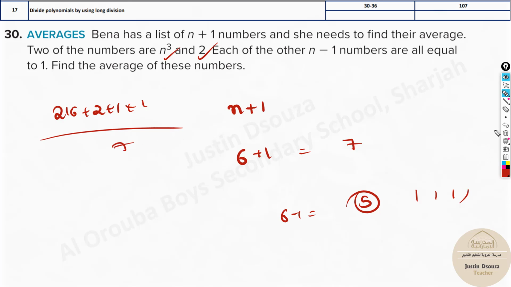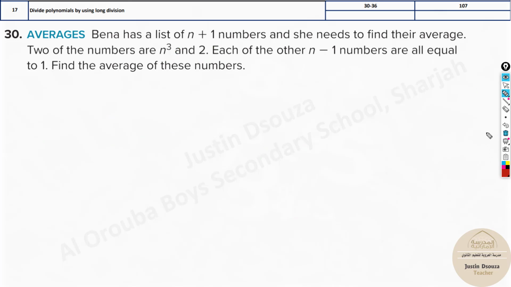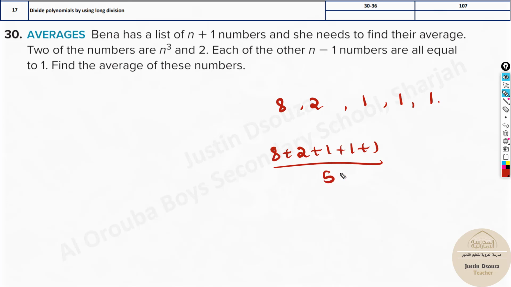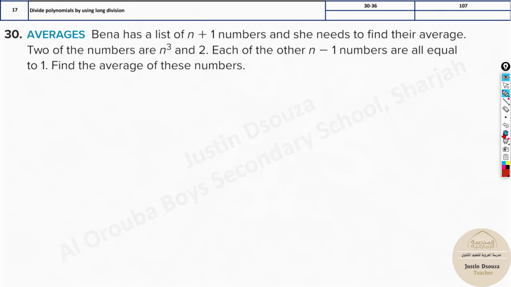All the total numbers. Instead of this example, I will just give you another easy example. Imagine I have the numbers 8, 2, 1, 1, 1, just for understanding's sake. I need to find the average of these. What do I do? I will add these numbers all up and divide by the total number, 1, 2, 3, 4, 5. This is the average. But here we don't know this n.